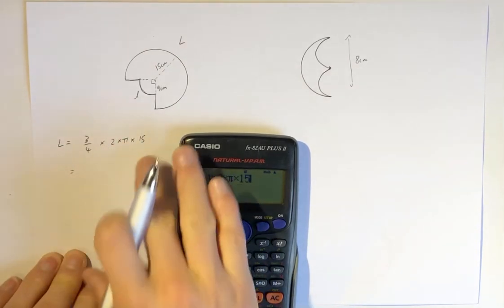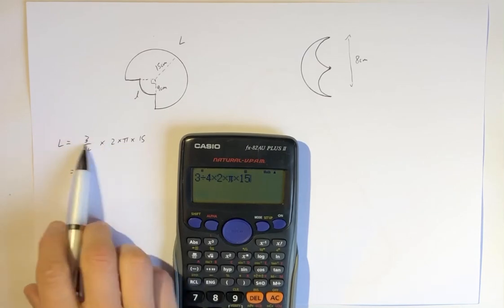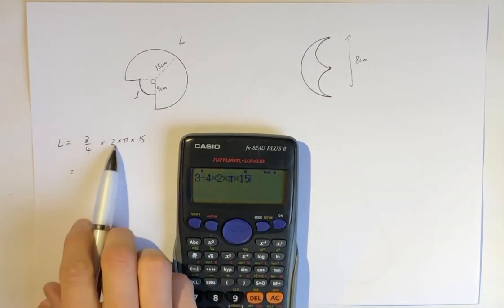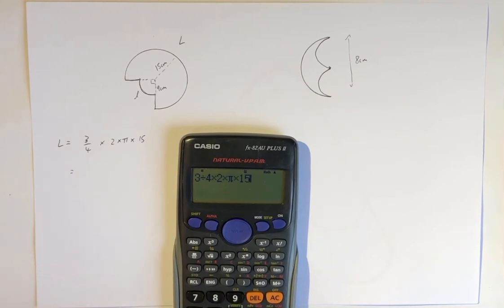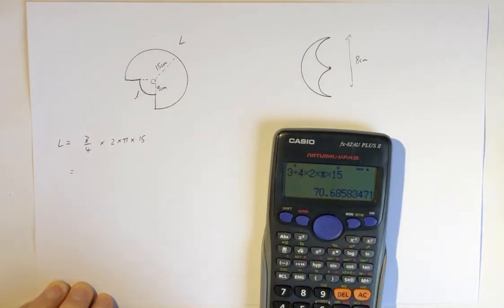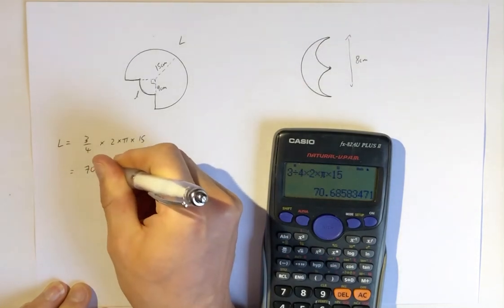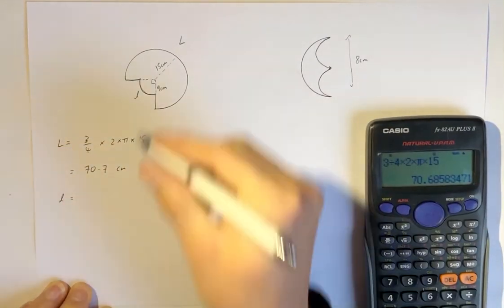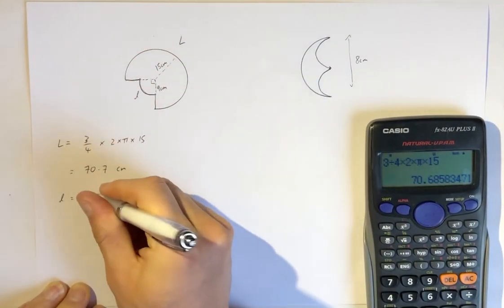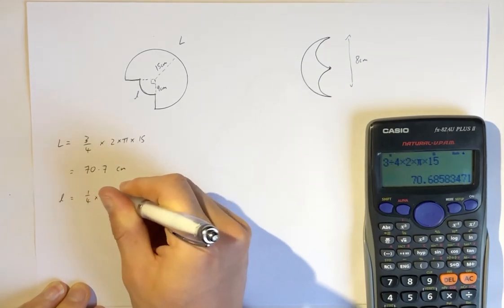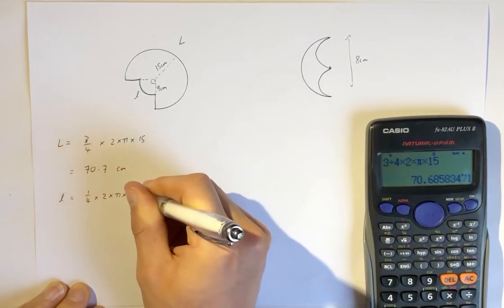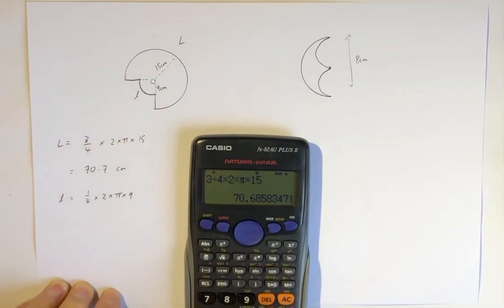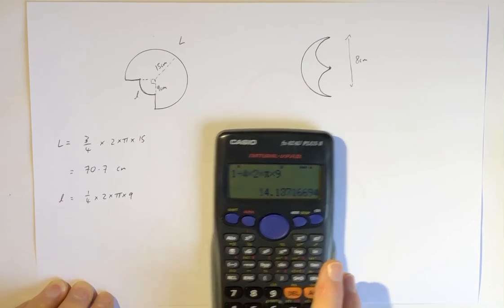You can actually just do that all in one big calc, right? Bedmas isn't very important here. 3/4 times 2 times pi times 15. We get 70.7. Little l, well, that's going to be 1/4 of a circle with radius 9. So that's 1/4 times 2 times pi times 9, and that's 14.1.